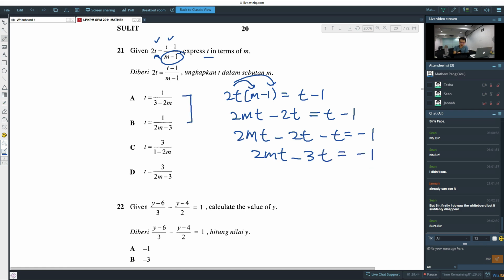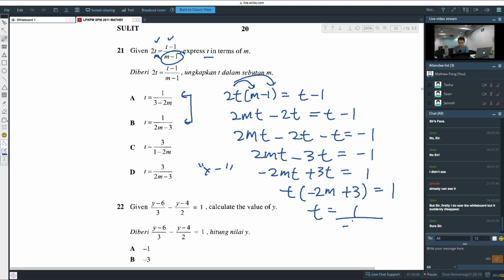And then over here, I didn't see any negative 1, I see positive 1. So I multiply negative for the whole equation. This one becomes negative 2mt, negative becomes positive 3t, become positive 1. And then I factorize out the t. This is minus 2m plus 3 equals to 1. So t equals to 1 over negative 2m plus 3, or you can call it 3 minus 2m. It's the same thing. So answer should be A.